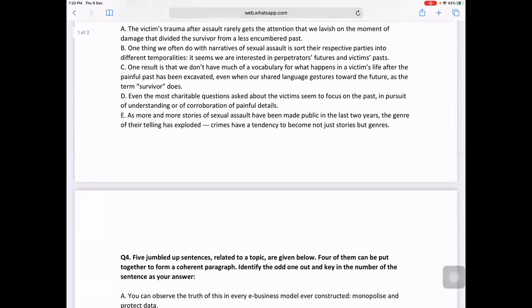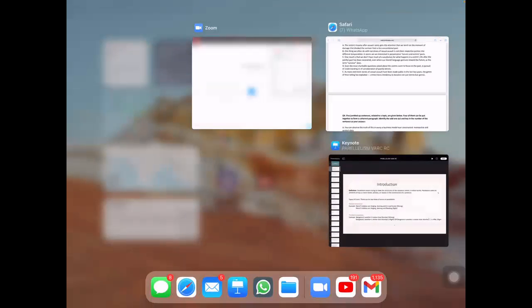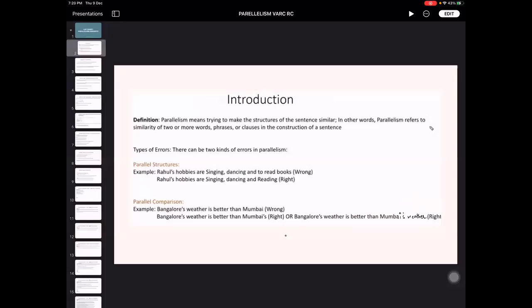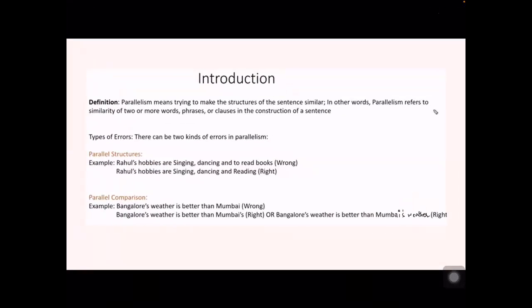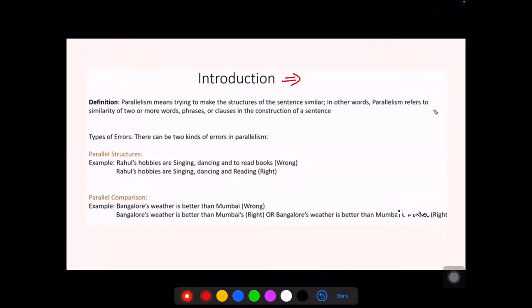Now, let's come to another topic. Parallelism. This is also a very interesting topic. Parallelism is a topic from where you can get approximately 3 to 4 questions in your exam. And this topic is all based on grammar. If you are good in grammar, then you can definitely crack this topic, right? So today we'll have a theory session and tomorrow we'll do the practical questions, okay?